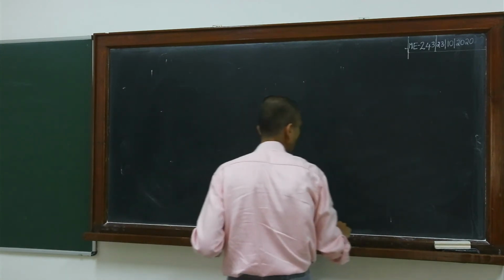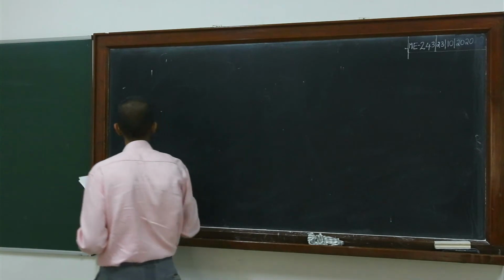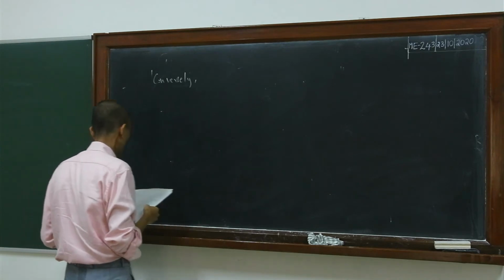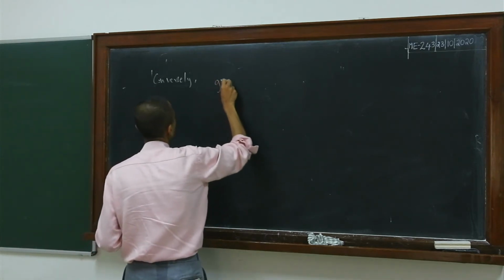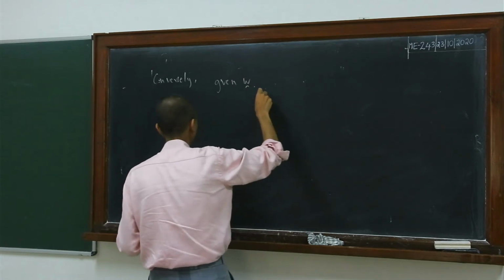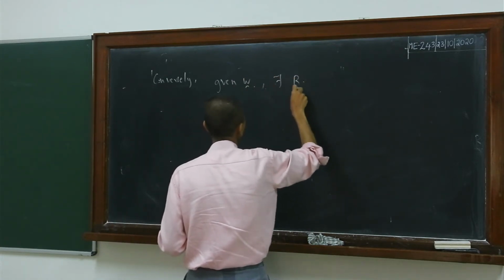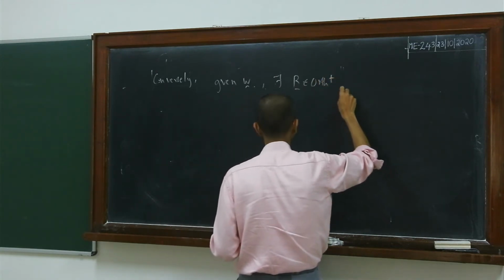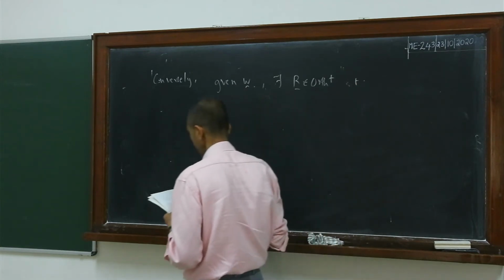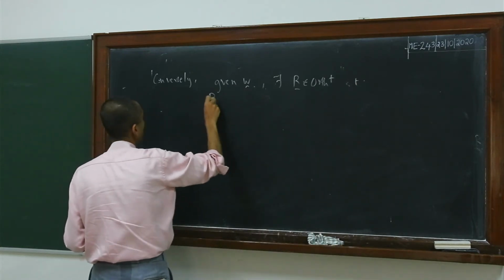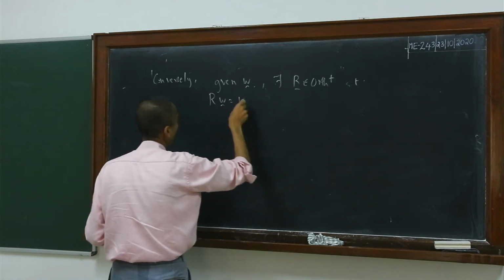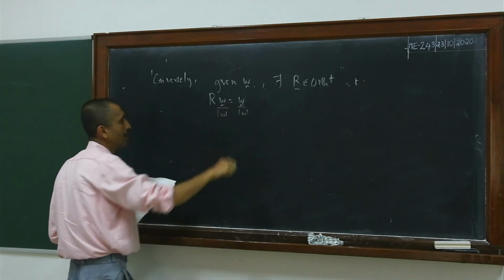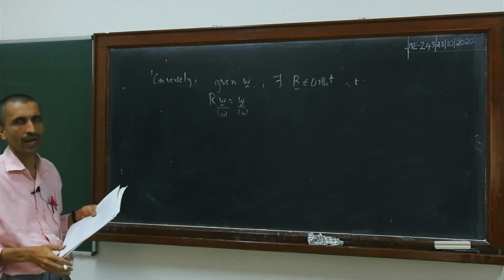So conversely, given W, there exists R belonging to R plus, such that RW is equal to W. And of course you can normalize it. If you want, you can normalize it by W on both sides, so that the magnitude is 1. That is not so important, but you can do that.